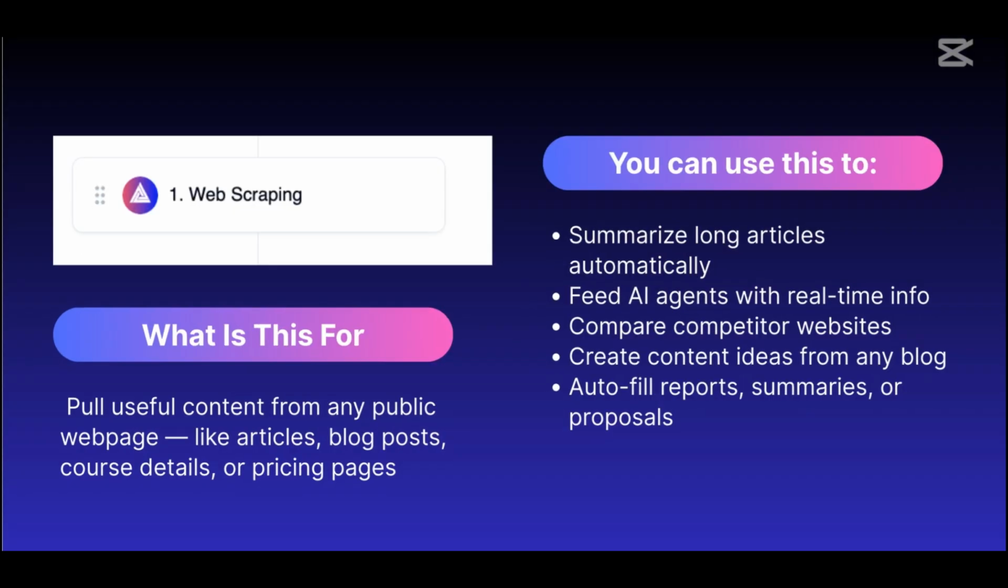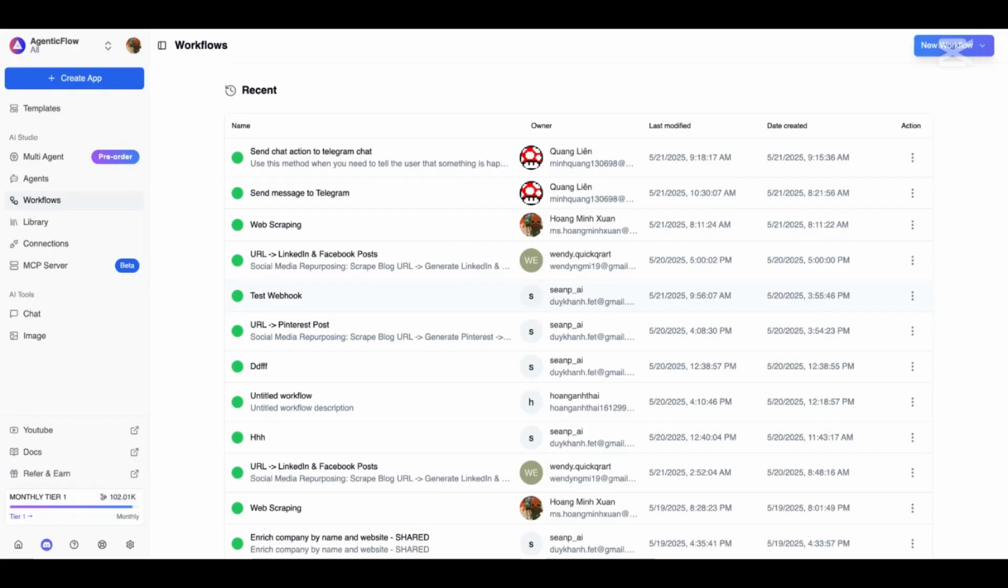With the scrape website action in Agenticlo, you can instantly extract content from any public web page like blogs, articles, or pricing pages and send it into your workflow. No more copy-pasting. Use it to summarize articles, feed AI agents real-time info, compare competitors, generate ideas, or autofill reports, all in one step. Let's get started.